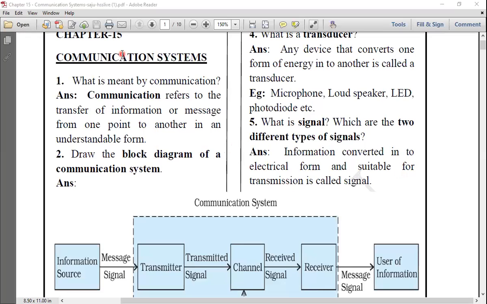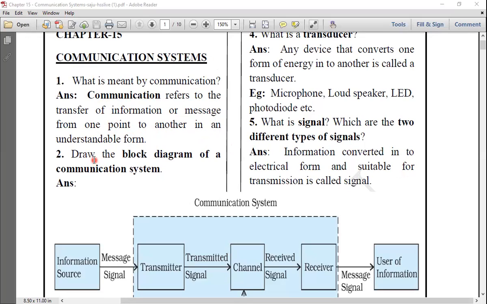This is our next chapter, that is communication systems. So what is meant by communication? Communication refers to the transfer of information or message from one point to another in an understandable form. You know what this means? Transfer of any information in user understandable language, we can say. That is what communication is.